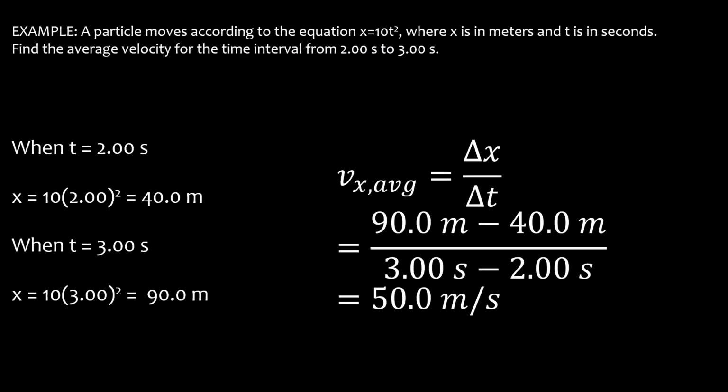So, using the formula for average velocity, delta x is 90 minus 40, all over our delta t, which is from 3 seconds to 2 seconds, because that is the time interval that we considered in our problem. So 90 minus 40 is 50, divided by 3 minus 2, which is 1. 50 divided by 1, we get that the average velocity of the object is 50 meters per second.